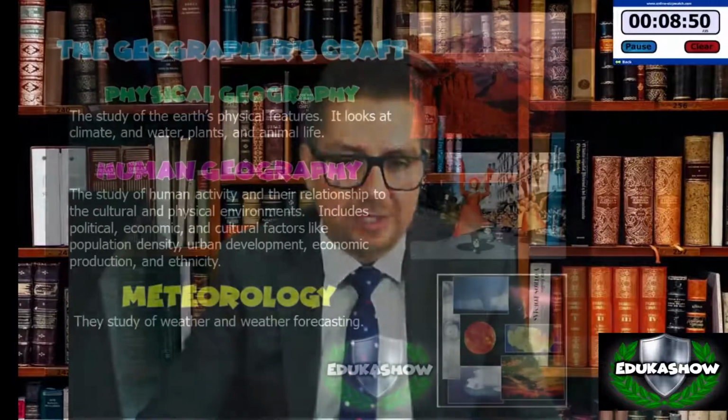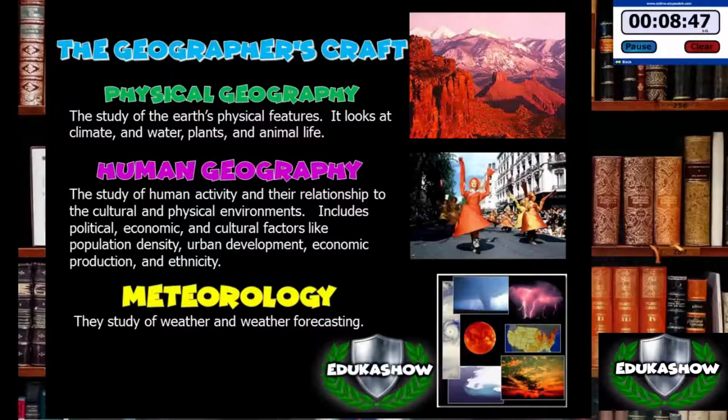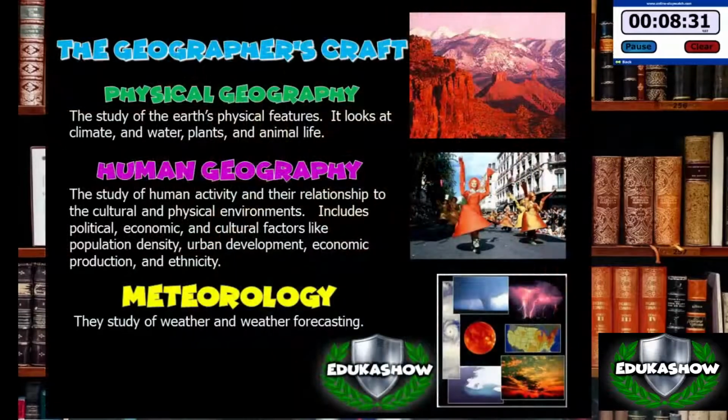Now we're going to move on to slide number 28, and over here we're going to find the geographer's craft. Physical geography, of course, is the study of the Earth's physical features. It looks at climate, weather, plants, and animal life. Human geography, of course, is the study of human activity and its relationship to the cultural and physical environments. It includes political, economic, and cultural factors like population density, urban development, economic production, and ethnicity.